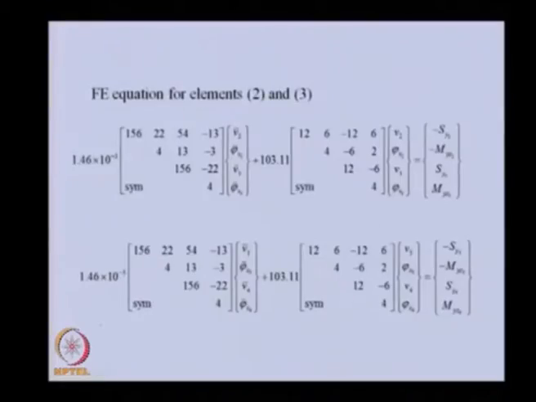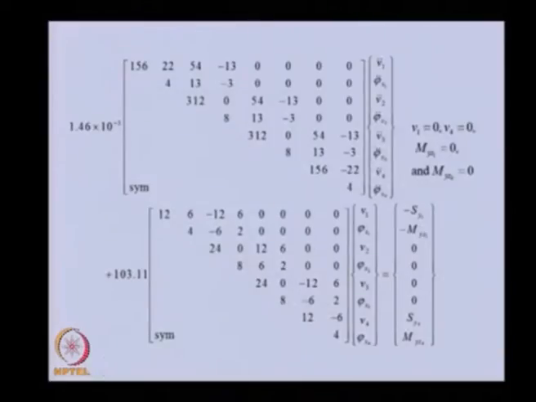On the same line, we can obtain the equations for elements 2 and 3. Because the size of the elements is exactly the same, the mass and stiffness matrices will be exactly the same as the previous one. Only the nodal displacement vector changes: nodes 2 and 3 for element 2, and nodes 3 and 4 for element 3. Similarly, these are the reaction forces and moments of elements 2 and 3. Once we obtain the elemental equations for all 3 elements, we can assemble them.